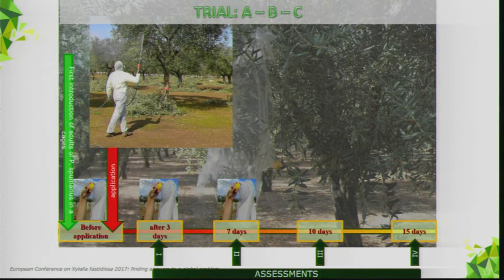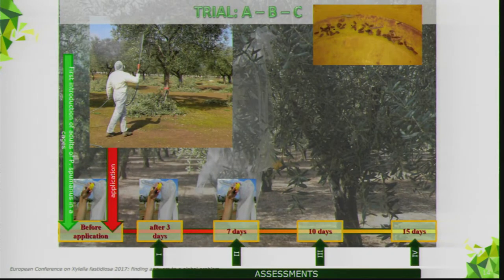The insects of Philaenus spumarius within the cage were put in before the first application, and then after 3 days, 7 days for trials A, E, B, and C. Then after the application, 3 days after, 7, 10, 15 days after the application, we have evaluated from each cage the percentage of dead insects.